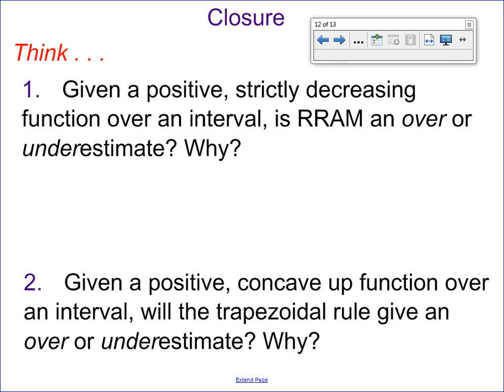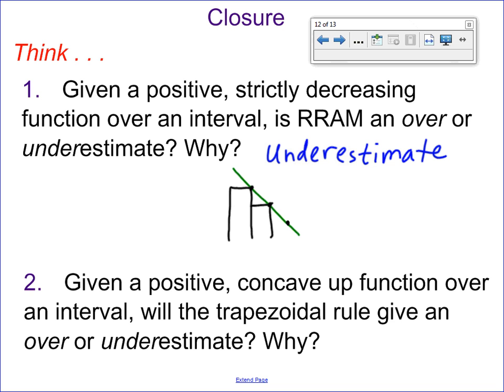Okay, ladies and gentlemen, go ahead and share your response for number 1. So if we're talking about a positive, strictly decreasing function over an interval, is my right endpoint rectangular area method an over or underestimate and why? What did you get for that, Grace and Riley? An underestimate. Raise your hand if you also had an underestimate. Great. And so why is it going to be an underestimate then? Because the function values used are the lowest on the interval. So on each subinterval, my function value used is going to be on the right-hand side, so it looks like the rectangles lie beneath the curve. Awesome. Thank you.